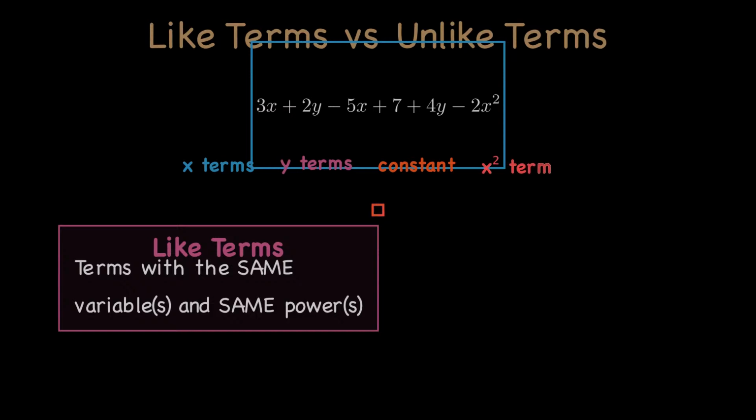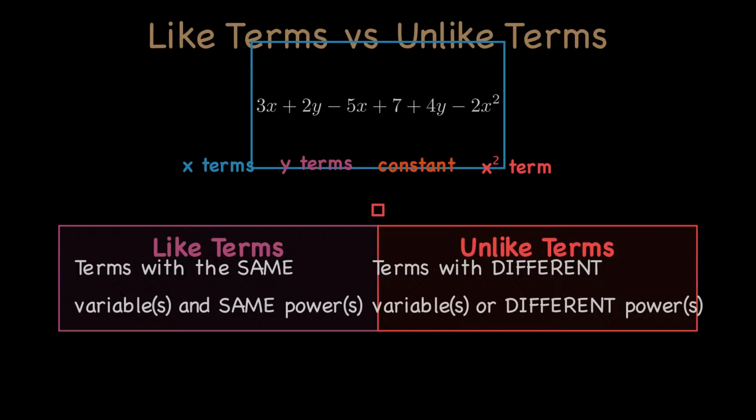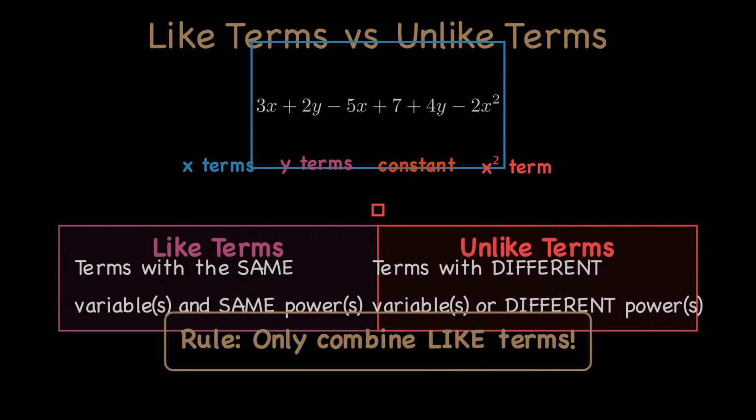But look at negative 2x squared. Even though it has x, it's not a like term with 3x or negative 5x. Why? Because it has x squared, not just x. The power is different, so it's an unlike term. Unlike terms have different variables or different powers. We cannot combine unlike terms. Remember, x and x squared are different. X and y are different. We can only combine like terms. Here's the golden rule. Only combine like terms. This rule is essential for adding and subtracting algebraic expressions. Remember it well.